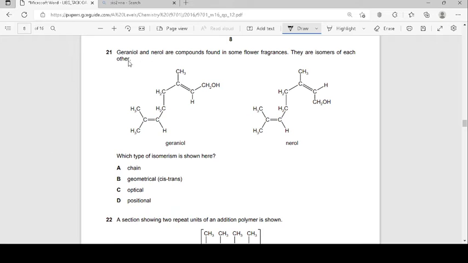21. Geraniol and nerol are compounds found in some flower fragrances, and might I say those are pretty cool names. They're isomers of each other. Now, which type of isomerism is shown here? So CH3, CH3, CH2, CH. I do not see any difference in these two parts, nor do I see any difference over here. But if I look here, these two groups are reversed, aren't they?